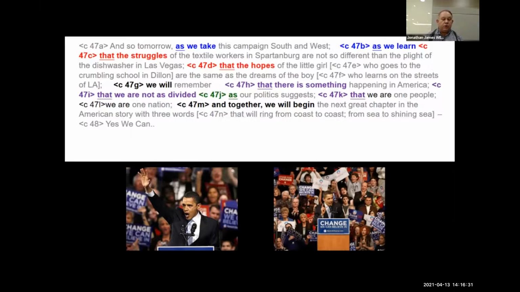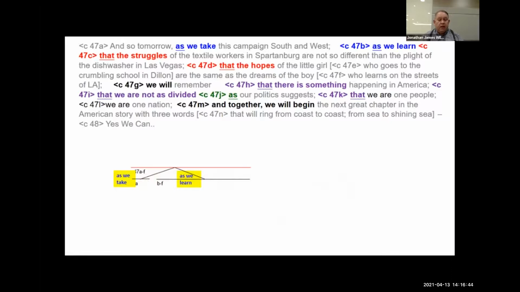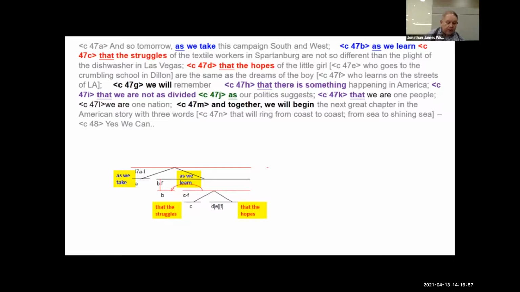And there was a structure to it. There was an architecture to it. As we take, as we learn, this repetition, it's not just a repetition. Behind it, we can map out what that structure was. As we take, as we learn: that pair, that's paratactic. As we learn, there's another pair, that the struggle, that the hopes. Now, all of that is forming sort of a dependent idea.